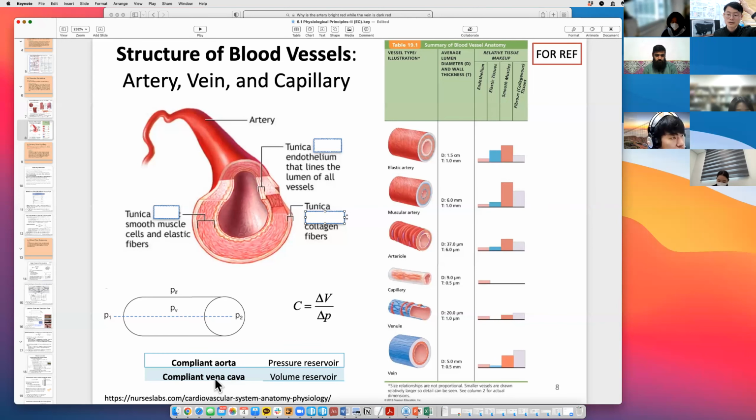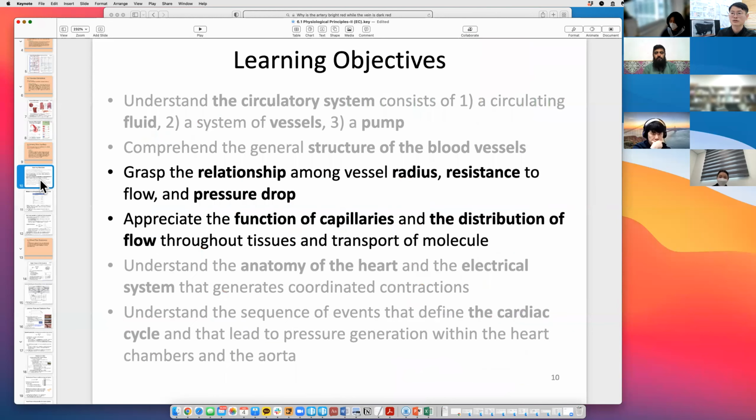Let's say the other part is a vena cava. Vena cava is a big vein right before getting into the heart. So the vena cava can have a very big diameter. It's a whole drainage, and that's a volume reservoir. What it means is it has a high compliance, meaning that even with a small pressure difference, it changes its volume a lot. Okay, so hopefully that makes sense to you.